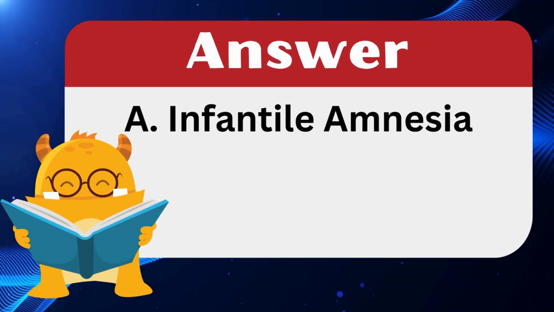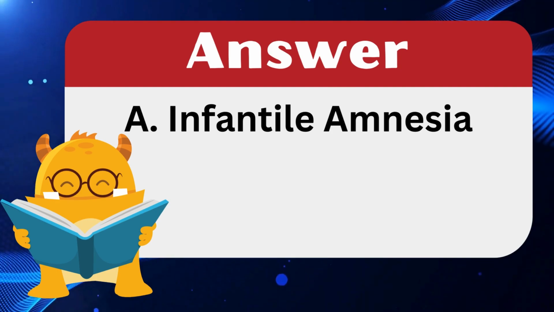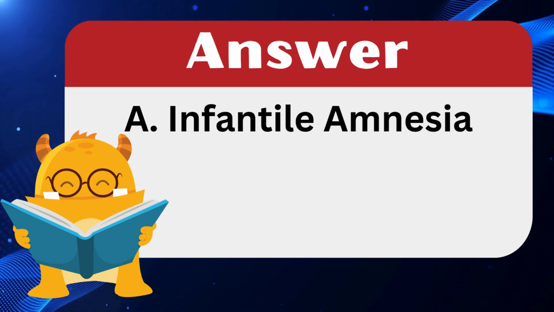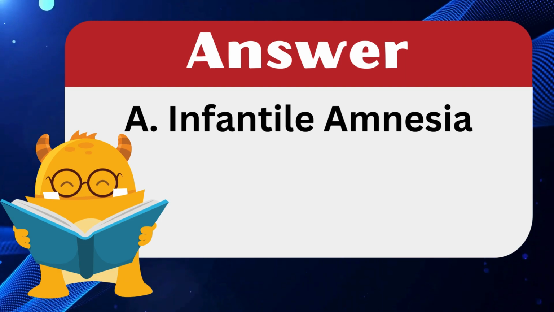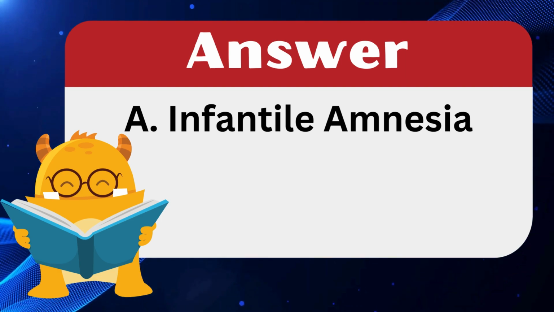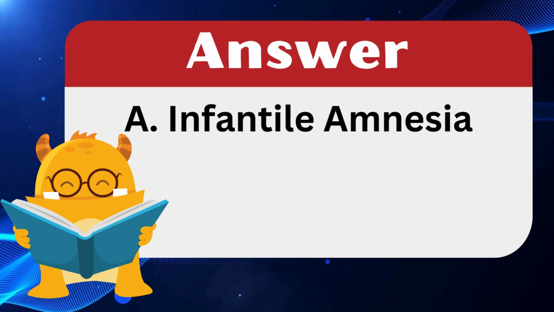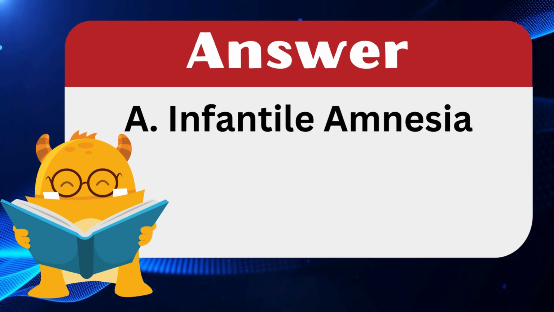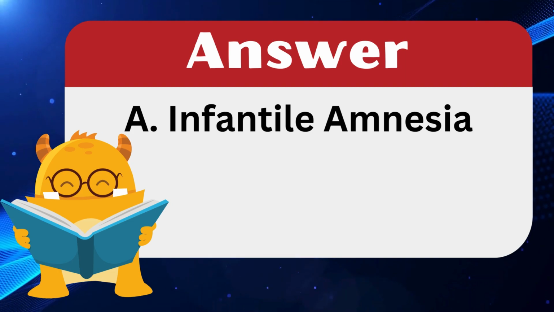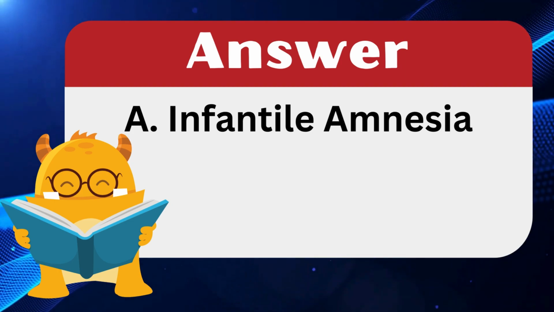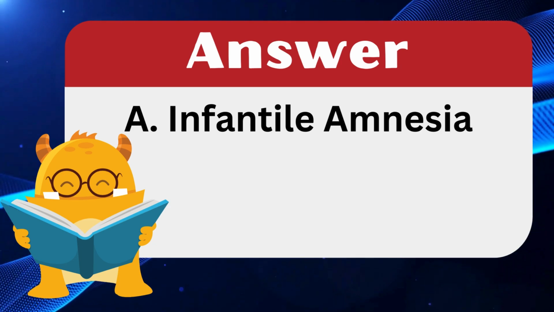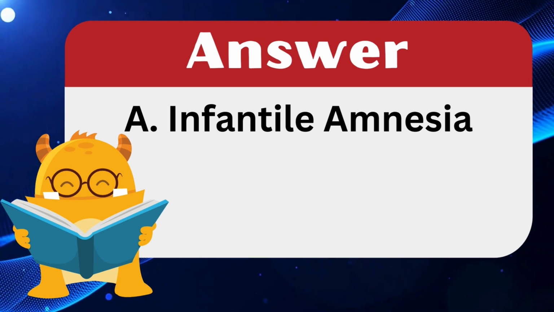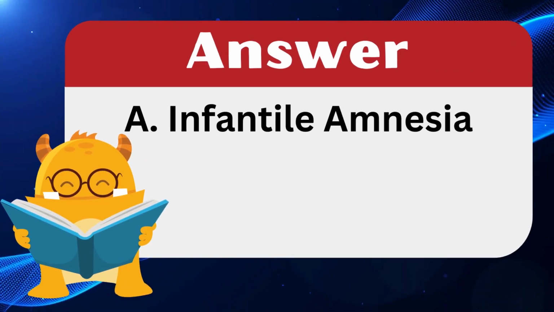A. Infantile amnesia. Infantile amnesia refers to the inability of individuals to recall or retain memories from the earliest years of their life, typically spanning from the first 1 to 3 years. The memory mechanisms during infancy, notably different from those in later life stages, often lead to the fading or absence of explicit episodic memories from this period, although certain procedural memories, like basic motor skills, might be retained.